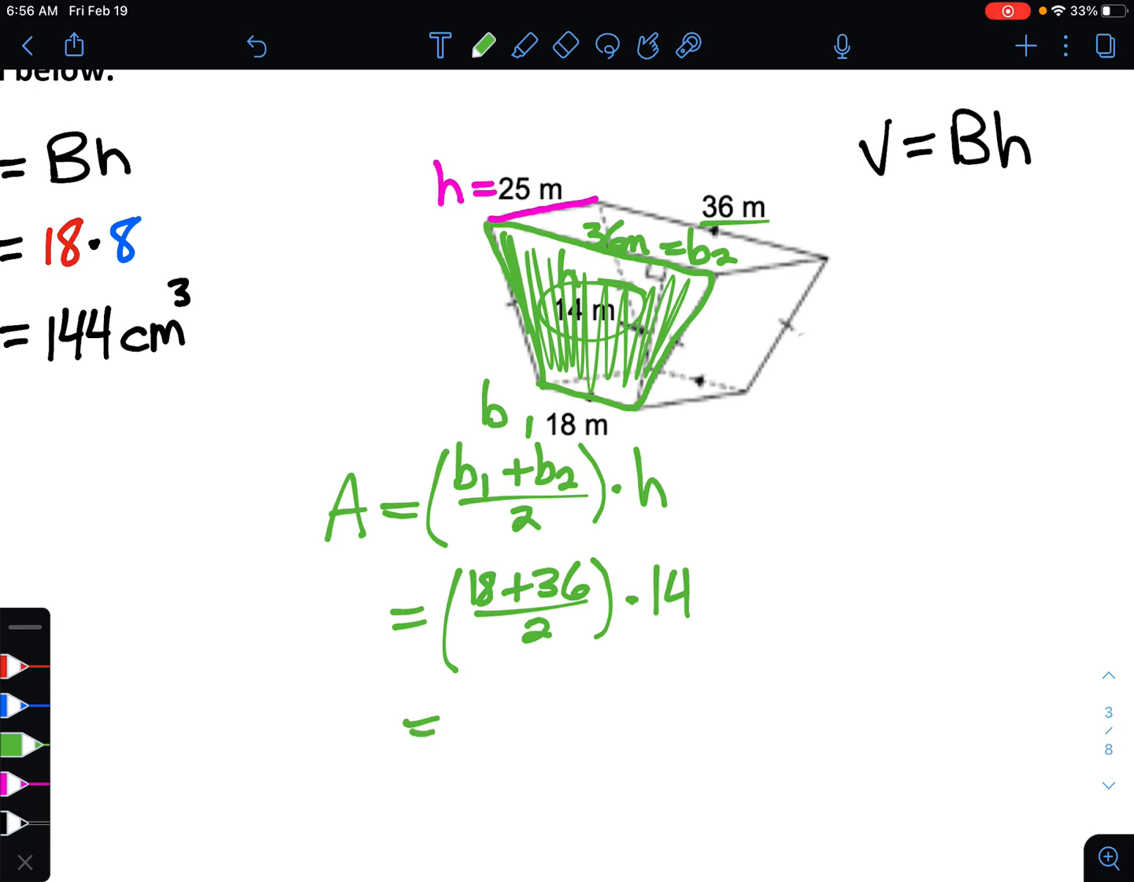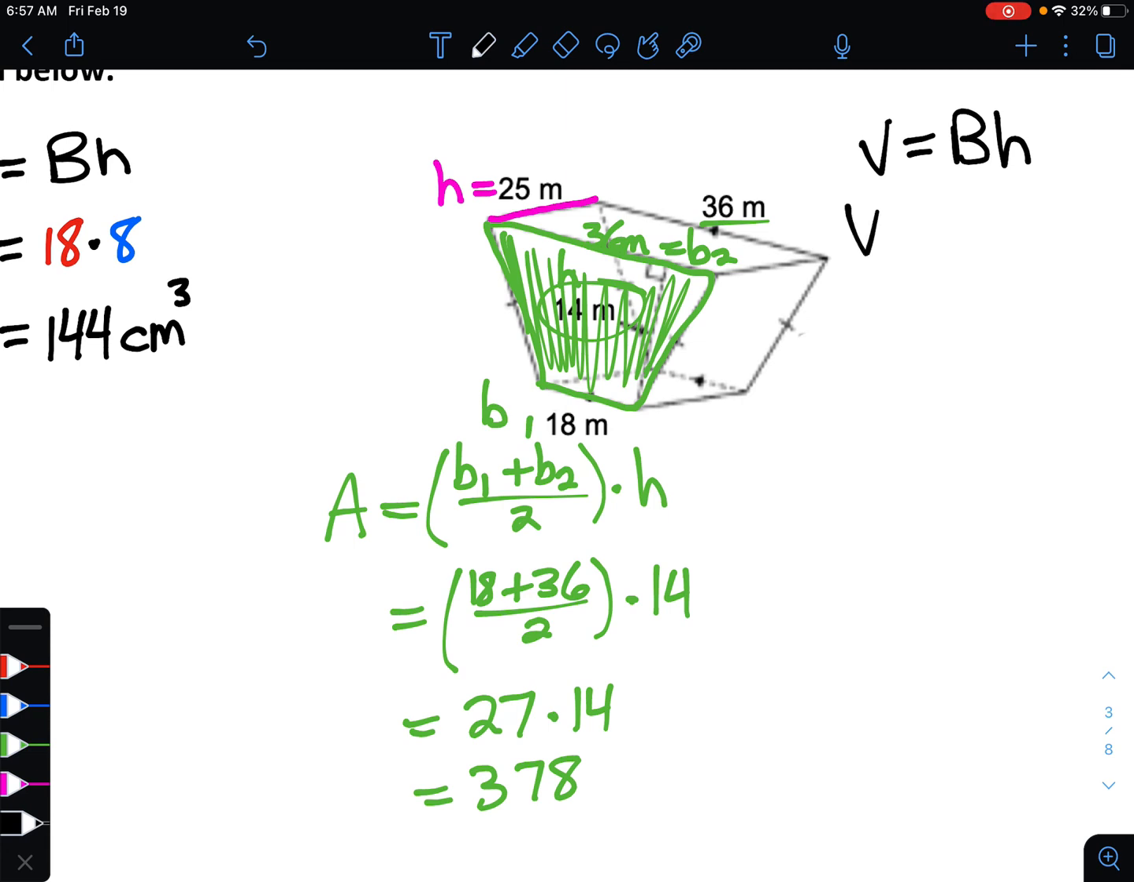So as we simplify that, if you just wanted to simplify the fraction first, 18 plus 36 is 54, divided by 2 is 27. So everything inside the parentheses simplifies to just be 27 multiplied by 14, and then that's going to multiply to be 378. You could also just type everything into your calculator by the time you get to step 2, and then you would be able to get that 378 in one step instead of simplifying. But it's kind of up to you how you want to work that.